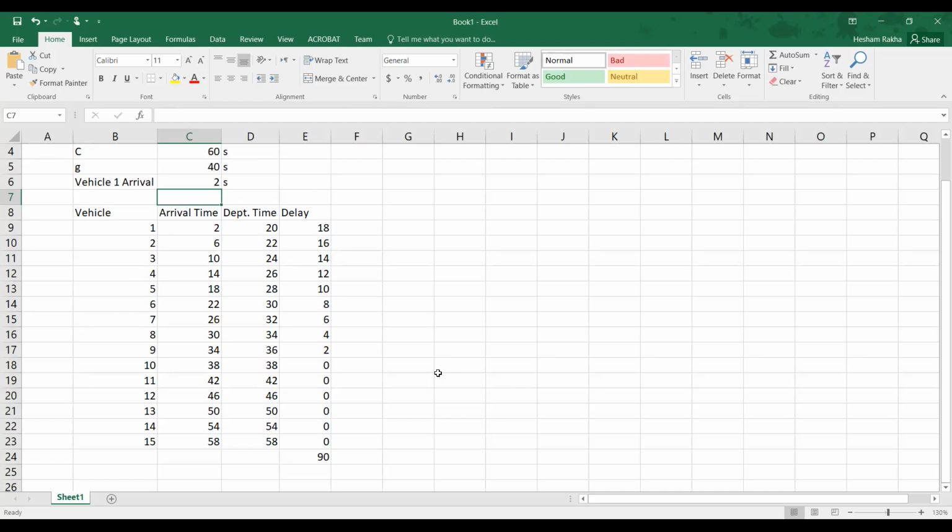I guess we've run out of time here, so I'm going to end it here. Any questions on this example and how we compute the delay microscopically before we end the lecture? Okay, so I guess there are no questions.